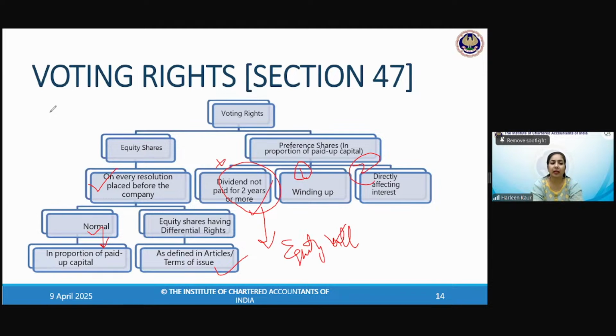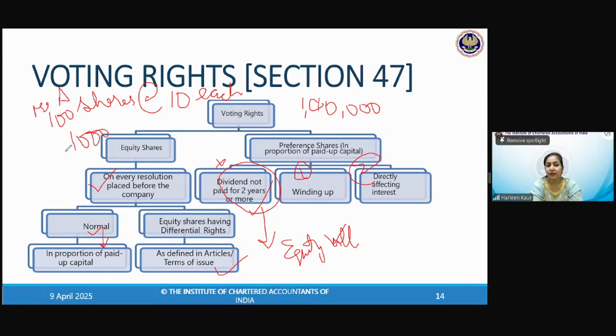What is the meaning of this paid up capital? A has taken up 100 shares in a company, which are of rupees 10 each. So if the total capital of the company is 10,000 rupees, or say 1 lakh rupees, it will become easier for you. If the total capital is 1 lakh rupees and Mr. A is holding 100 shares of rupees 10 each, that means he has a share capital of 1,000 rupees. So how much percentage of share capital is A holding in this company?